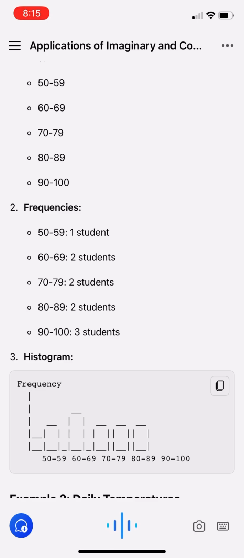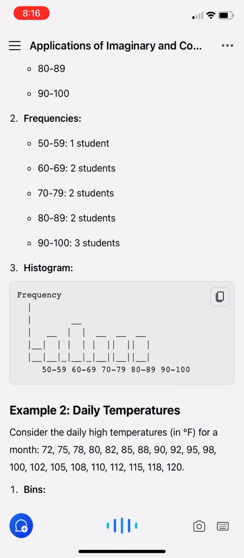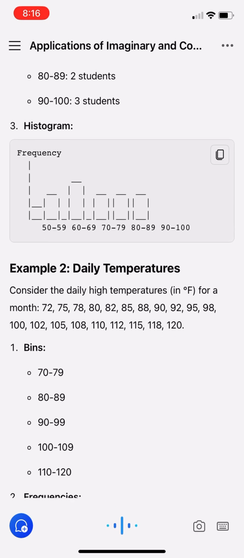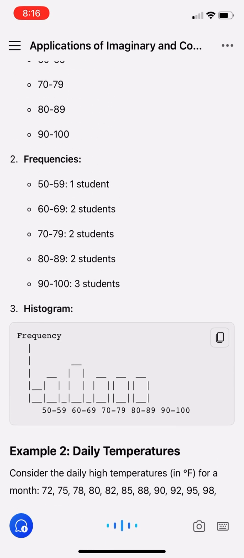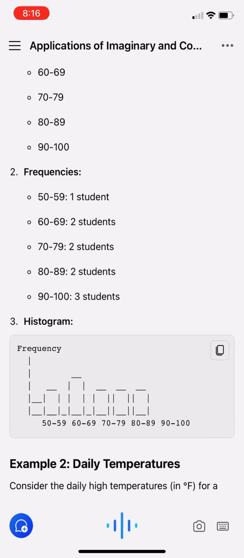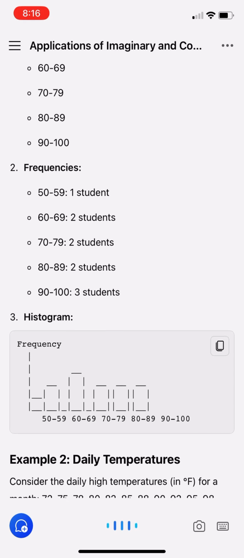60 to 69, 2 students. 70 to 79, 2 students. 80 to 89, 2 students. 90 to 100, 3 students. Histogram. Frequency. 50 to 59, 60 to 69, 70 to 79, 80 to 89, 90 to 100.